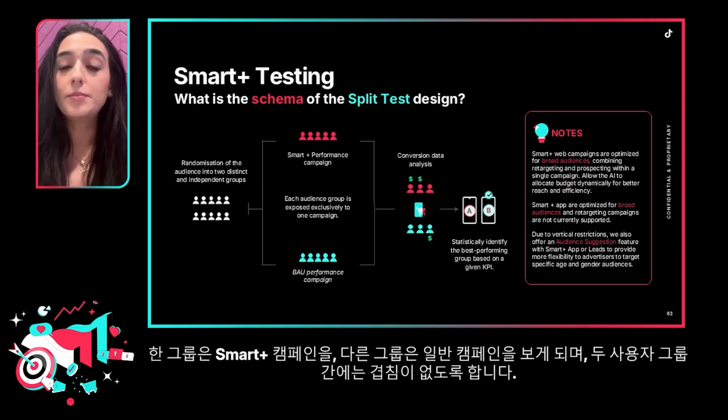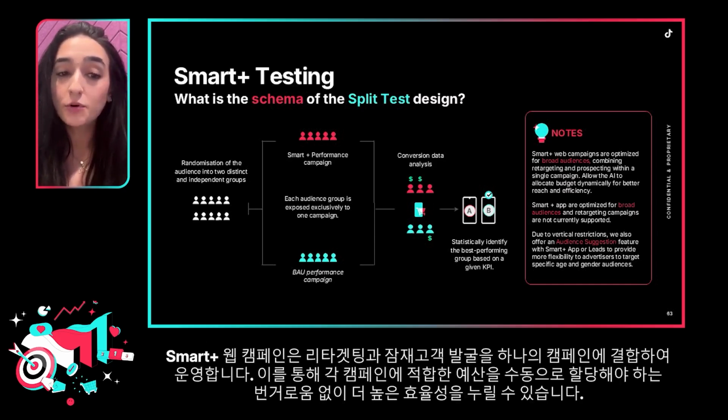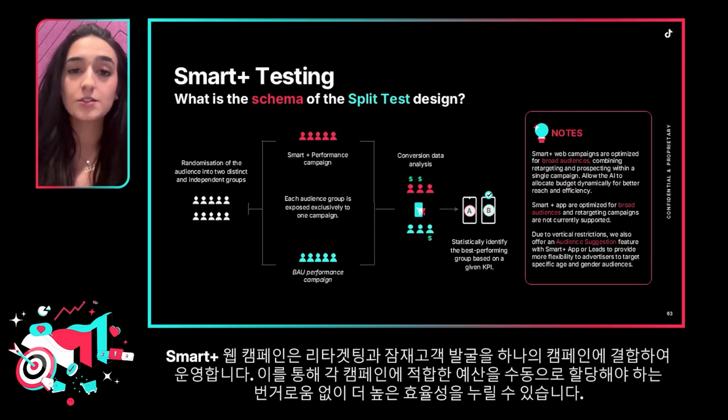There will be no overlap between these 2 sets of users. We then analyze the conversion data to see which performs better. The system will ensure the difference is statistically significant enough for us to draw meaningful conclusions from the results. Here's an important note. Smart Plus web campaigns are special because they combine both retargeting and prospecting into one campaign. This means better efficiency without the manual guesswork of having to allocate the appropriate budgets to each audience.